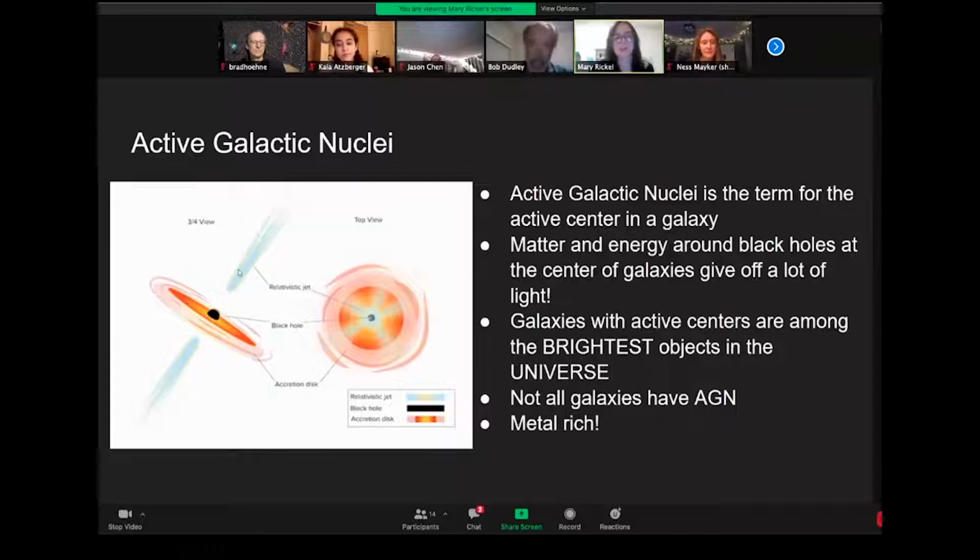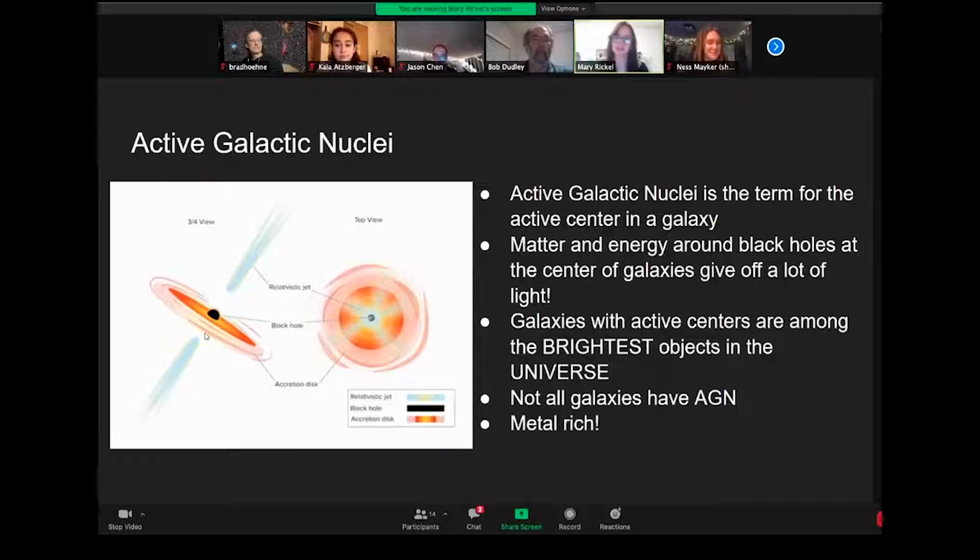AGN come in a variety of different shapes and sizes. For this presentation specifically, we won't be going into the exact detail of each AGN and the qualities that go along with it. But the most important thing to get from this is that we have that black hole at the center and that highly energetic material that's spinning around the black hole, which is what's ionizing the surrounding gas.